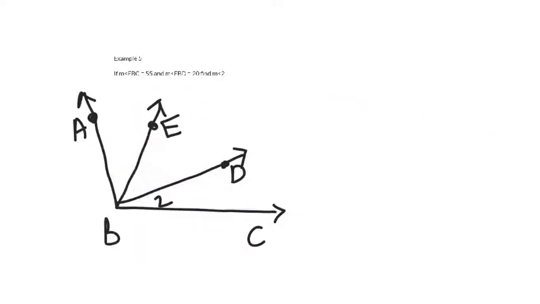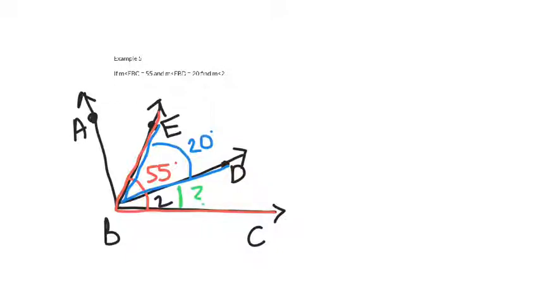Alright, example 5. If the measure of angle EBC is 55 and the measure of angle EBD is 20, find the measure of angle 2. So the measure of angle EBC, that would be this angle, E to B to C. This whole thing here is 55. If EBD, this chunk here, is 20, find the measure of angle 2. So that's what we want here, the measure of angle 2.